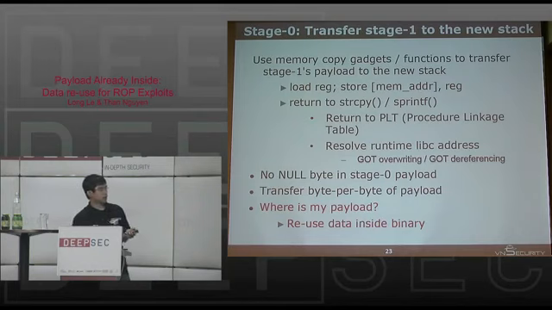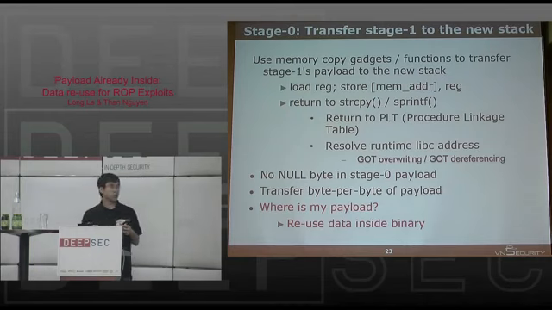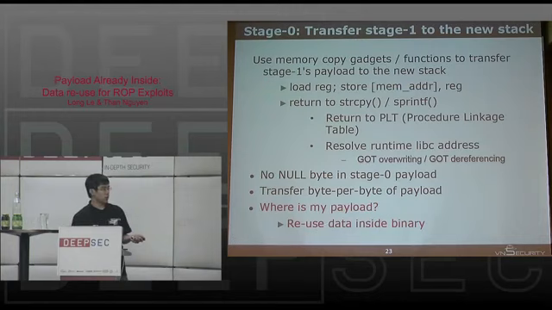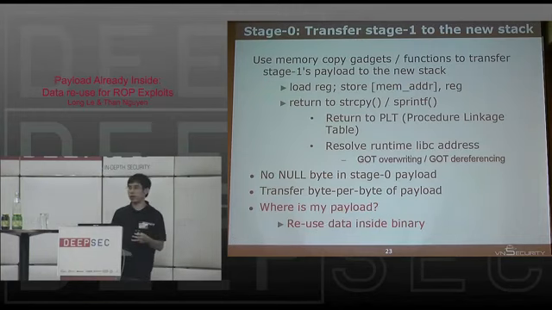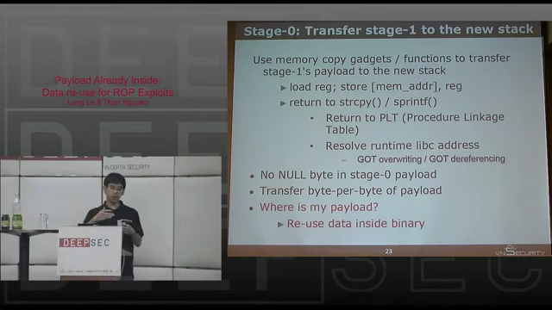And so the question is, where is the data of the stage 1 payload? Let's say the stage 1 payload is 100 bytes. How can I transfer those 100 bytes to the new stack? So the idea is that we actually reuse the data inside the binary itself. The algorithm is like we can use strcpy or strcat or whatever, and we return to those functions and try to copy the data we want from the binary itself into the new stack.